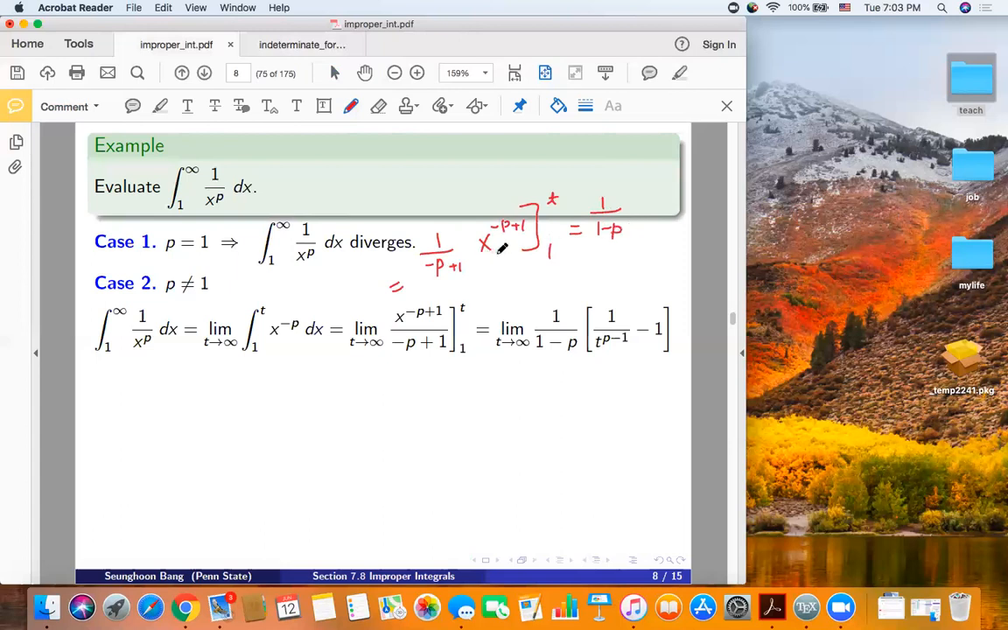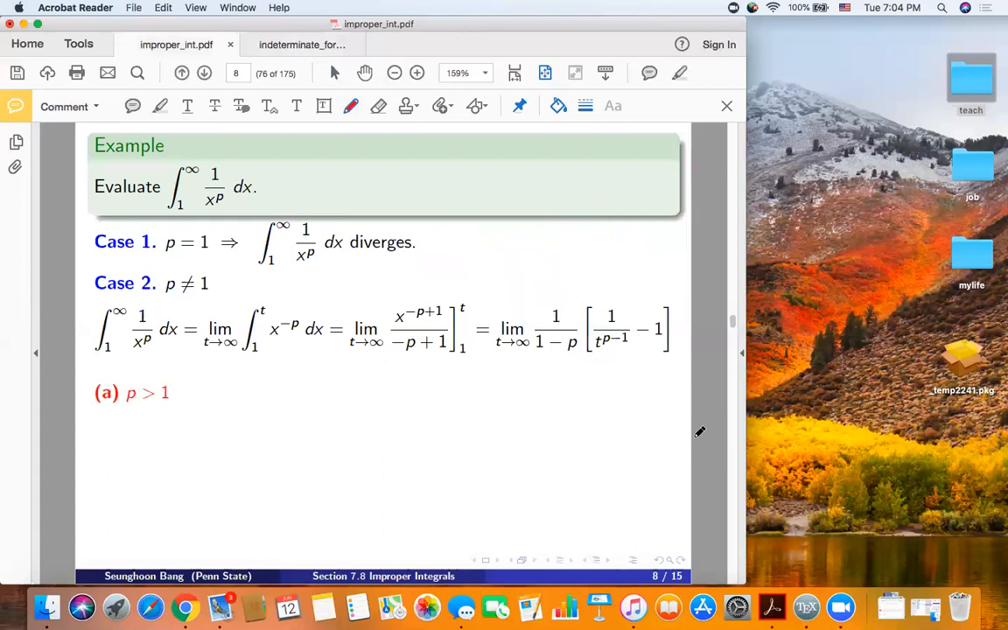Then you can change it the next way. x to the negative p plus 1 is exactly the same as 1 over x to the p minus 1. So we have 1 over x to the p minus 1, evaluated from 1 to t. You plug t into x, and you plug 1 into x. That's the idea.